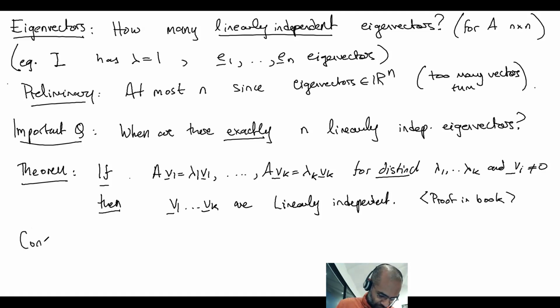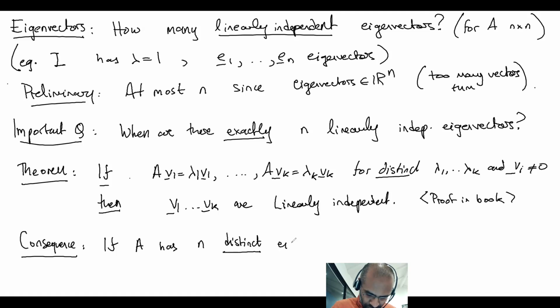So what's a consequence of this? Is that if you have n distinct eigenvalues, then it has n linearly independent eigenvectors.